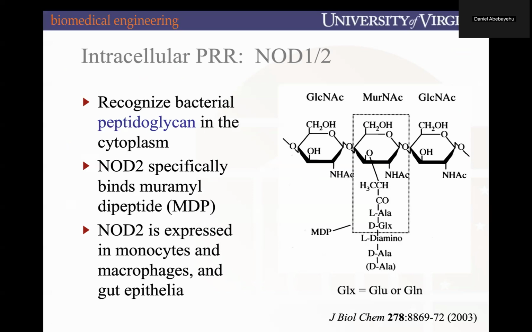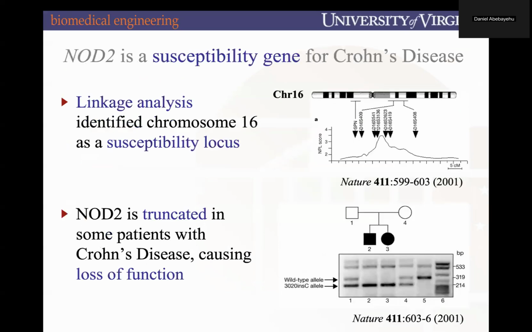NOD2 is expressed in some of our phagocytes, specifically monocytes and macrophages, as well as in gut epithelia, which is our connection point back to Crohn's disease. So again, NOD2 is a pattern recognition receptor. The PAMP that it recognizes is muramyl dipeptide. Our connection point is that NOD2 has been identified as a susceptibility gene for Crohn's disease.